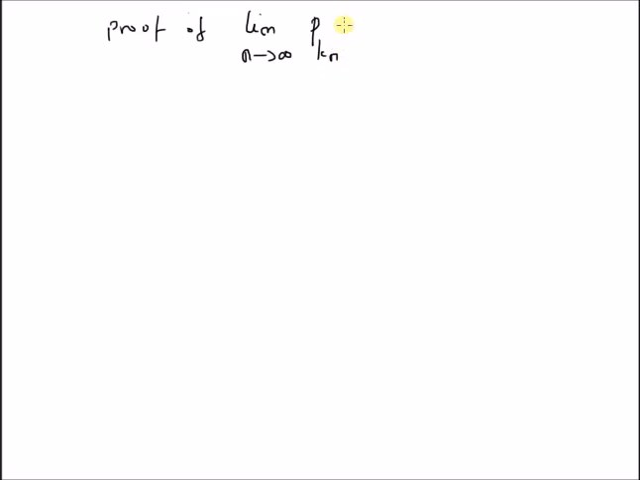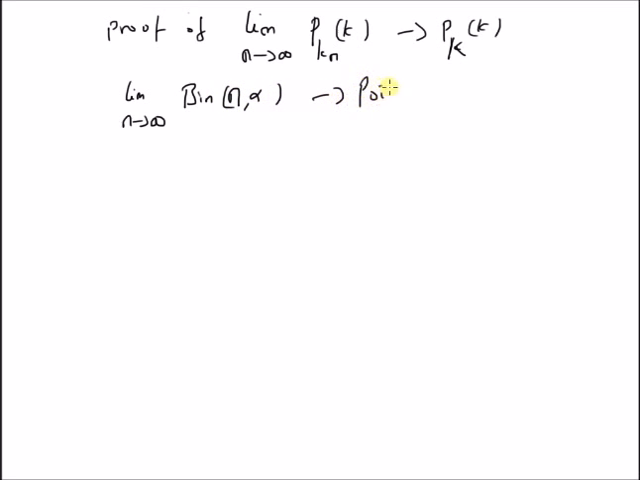The binomial distribution p_k^n of k should reach p_k of k, where p_k of k is the Poisson distribution. So that is, we want to prove that the limit as n tends to infinity of the binomial distribution with the parameters n comma alpha should reach the Poisson distribution with the parameter alpha.